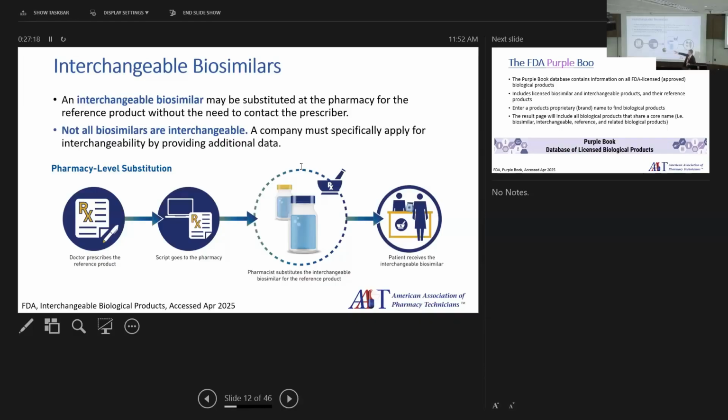So the way this would look is that the doctor prescribes the reference product, the script would go to the pharmacy, and the pharmacist would identify, hey, it appears that this patient's insurance prefers Semglee. They prescribed Lantus, but Semglee is an interchangeable biosimilar for Lantus, so I can interchange that biosimilar for the biologic without having to call the provider federally. And we'll talk about later that states can have more restrictive laws compared to what is federally allowed, and many states do have more restrictive requirements. But federally, we can interchange a biosimilar without needing to ask for permission from the provider or contact the prescriber.